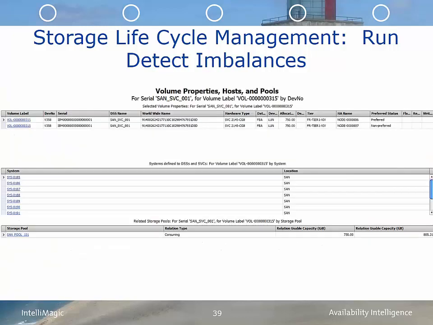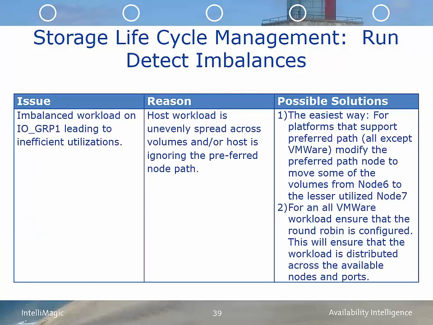There's a couple of ways to resolve the imbalance. The easiest way, for platforms that support preferred path, which is basically everyone but VMware, is to modify the preferred path node for a few of the volumes to move volume activity from node 6 to the lesser utilized node 7. For an all VMware workload, ensure that the round robin is configured. This will ensure that the workload is distributed across the available nodes and ports. IntelliMagic Vision helps you identify the imbalances in your environment quickly and easily with enough detail to make actions and solutions.